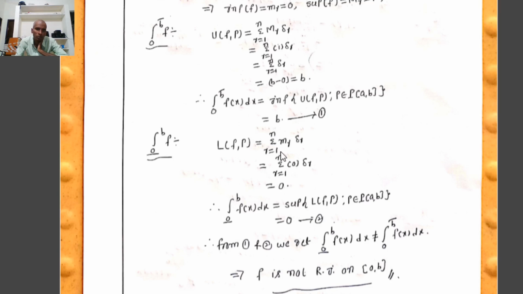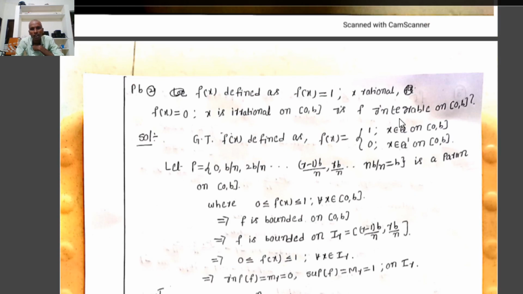Upper Riemann integration b, lower Riemann integration 0. From 192 we get lower Riemann integration is not equal to upper Riemann integration. Integration from 0 to b of f(x) dx, lower, is not equal to integration from 0 to b of f(x) dx, upper. That is, lower Riemann integration is not equal to upper Riemann integration. That implies f is not Riemann integrable on the closed interval [0, b]. Therefore f is not Riemann integrable on the closed interval [0, b].